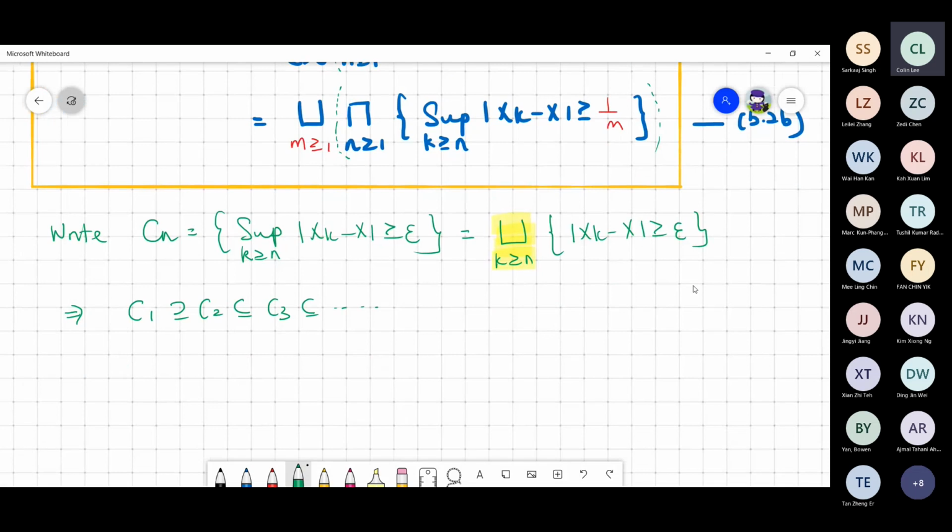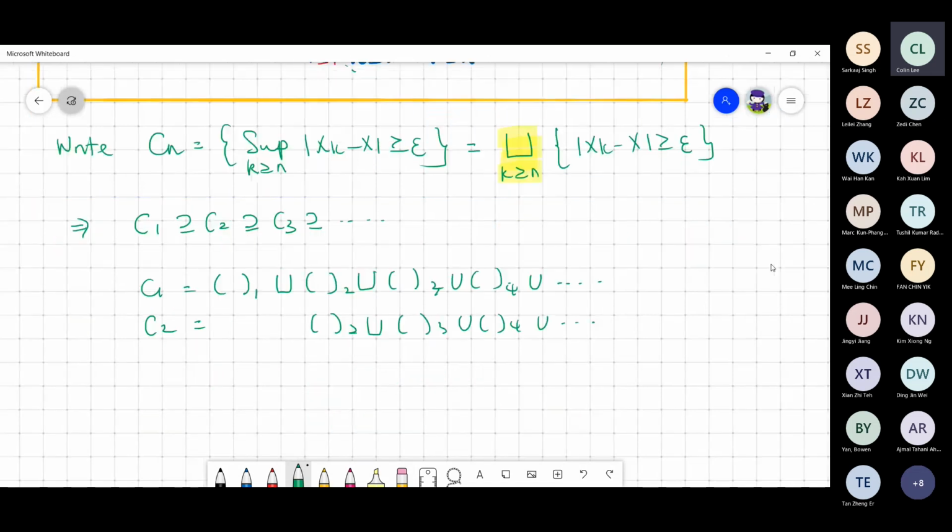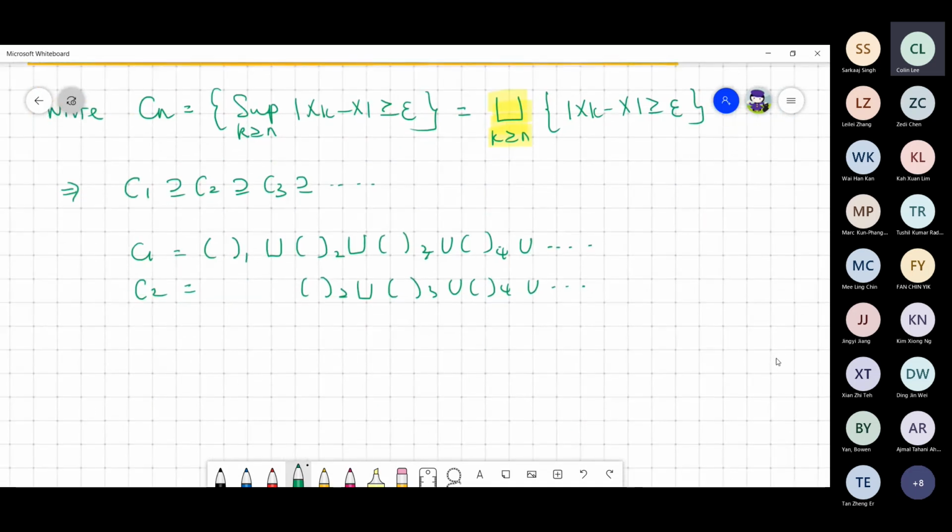Okay, the reason is because this is k larger than n, right? So if you look at C1, it is the first union the second union the third one, the fourth one, and so on. And C2, n will be 2 here, you are running the index with k larger than 2, so that means we begin with 2, 3, 4, and so on. Okay, so that's why from here we can see Cn is, sorry, I think the other way around, a decreasing sequence. Yeah. Right. So then we just need to go back to one theorem.